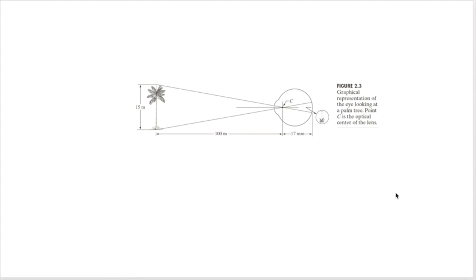So your two triangles have to be similar, so you can just overlay them. So the ratio of the distances, that's 17 millimeters and 100 meters, has to be the same ratio as whatever's on the back of the eye to the 17 millimeters to the 100. Right? So similar triangles.